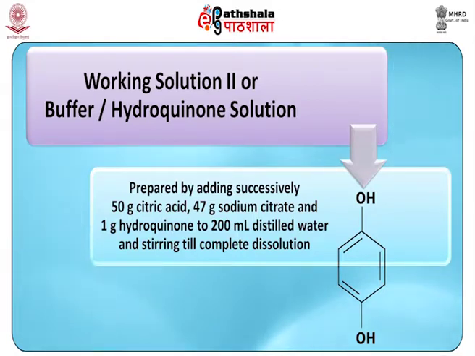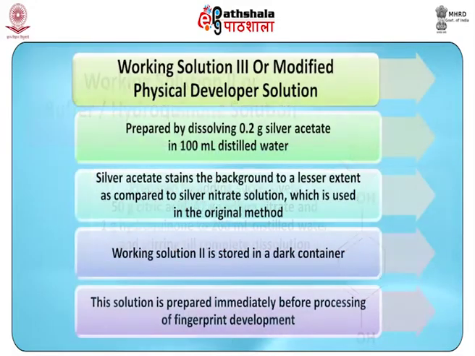gram citric acid, 47 gram sodium citrate, and 1 gram hydroquinone to 200 ml distilled water and stirring till complete dissolution. The structure of hydroquinone is shown in the given figure. Then working solution 3 or the modified physical developer solution is prepared by dissolving 0.2 gram silver acetate in 100 ml distilled water. Silver acetate stains the background to a lesser extent as compared to silver nitrate solution, which is used in the original method. Working solution 3 is stored in a dark container. This solution is prepared immediately before processing of fingerprint development.